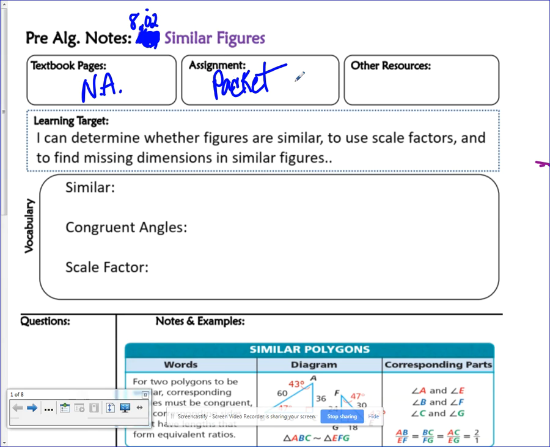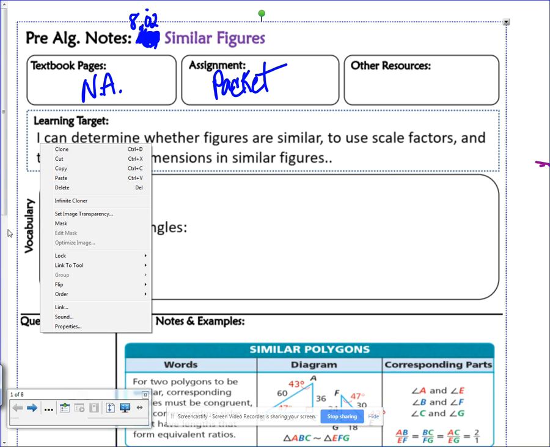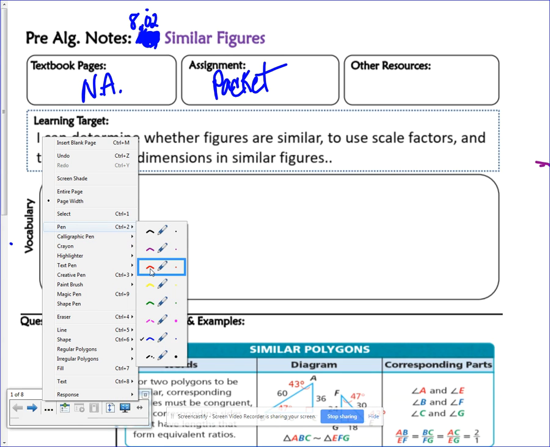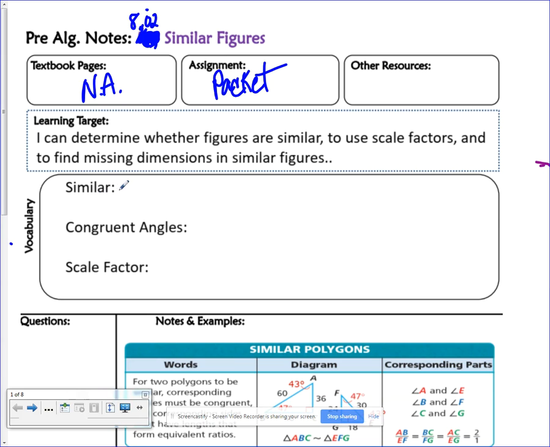in your packet, okay? So today we're actually using a target instead of an essential question that basically says this: I can determine if figures are similar, I can use some scale factors, and find missing dimensions if you have similar figures. So there's a lot going on here, all right? Similar. Now, when things are similar, they kind of share some common qualities. If we were defining the word, they'd be alike, maybe not exactly the same, but they certainly would share some properties. In math, here's how we tackle this.